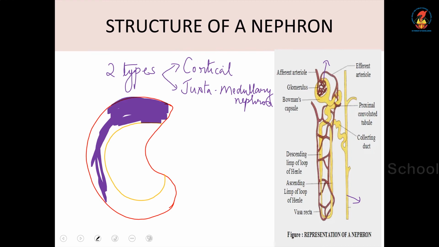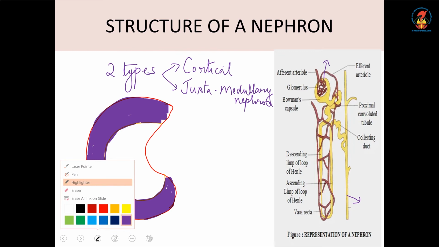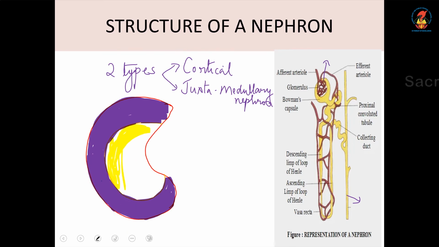The violet is indicating the cortex. It's almost done, and let yellow indicate the medulla. Okay, so we have seen two zones or regions in the kidney, namely the cortex and the inner medulla.